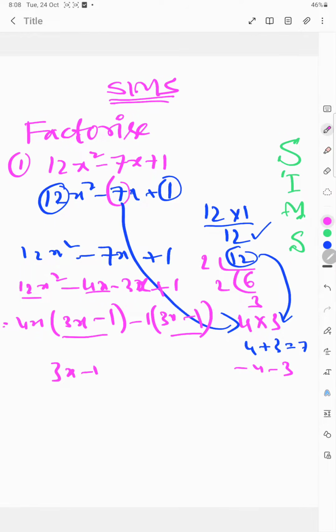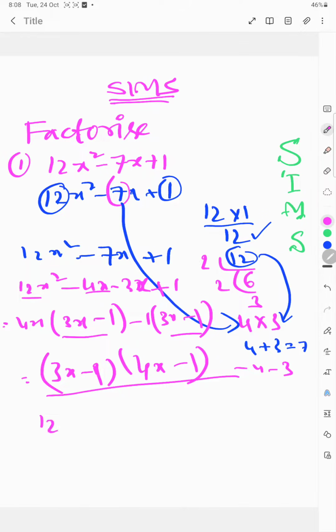So 3x minus 1 will be taken separately. Here 3x minus 1 is taken, remaining have 4x. Here 3x minus 1 taken, remaining have minus 1. So 3x minus 1, 4x minus 1 is a factor of 12x square minus 7x plus 1.